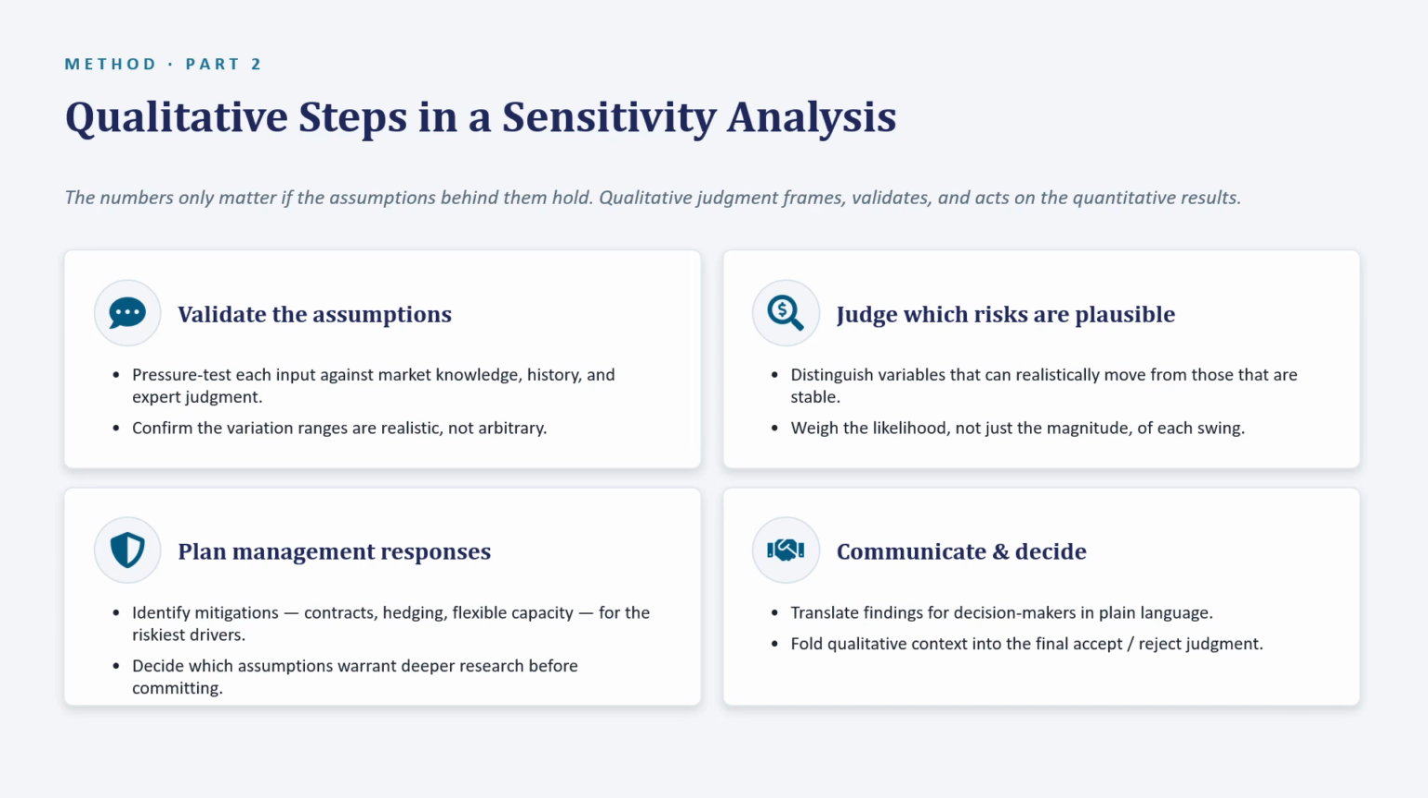Plan management responses. Identify mitigations: contracts, hedging, flexible capacity for the riskiest drivers, and decide which assumption needs deeper research before committing. Communicate and decide. Translate findings into plain language for decision makers and fold qualitative context into the final accept or reject judgment.